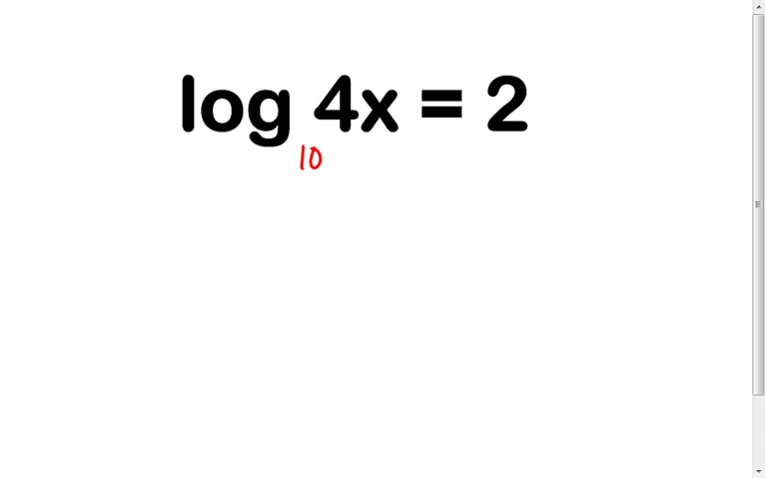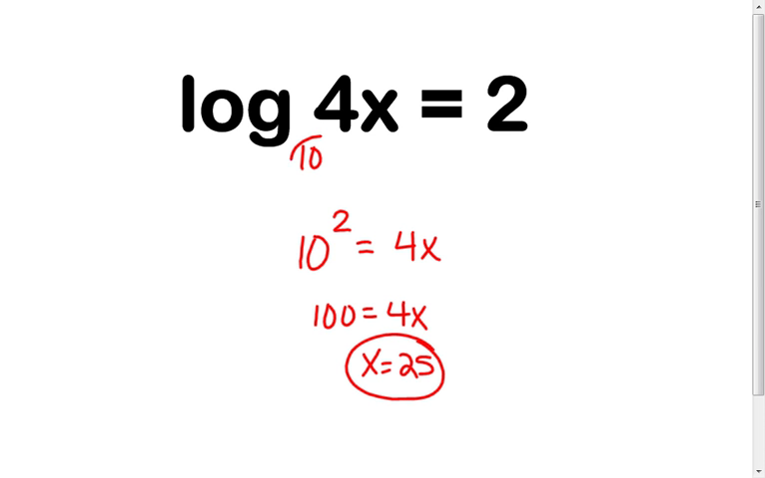Okay, so if I want to figure out what x is, then it would be easy to change this now from logarithmic form to exponential form. So I can switch this from a base of 10, an exponent of 2, and of course it would equal 4x. Well, we all know that 10 squared is 100, and so then x is 25. And when you plug it back in, you have a positive base and you have a positive number you're taking the log of. So that's all legal and good.